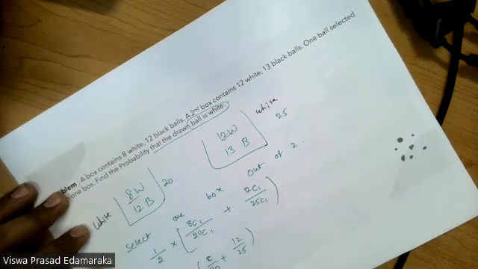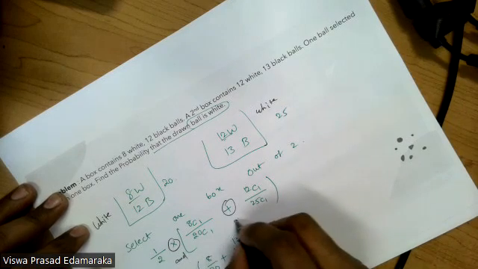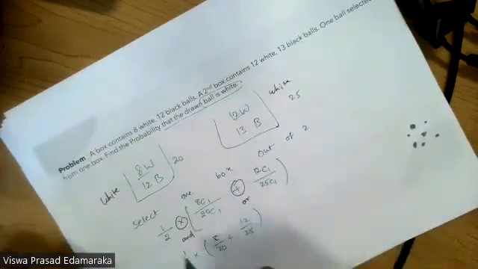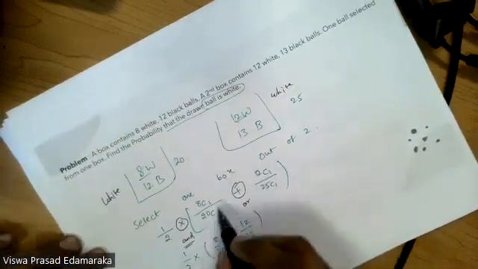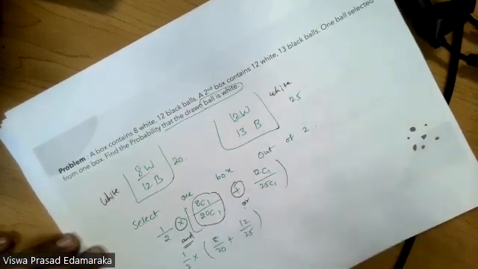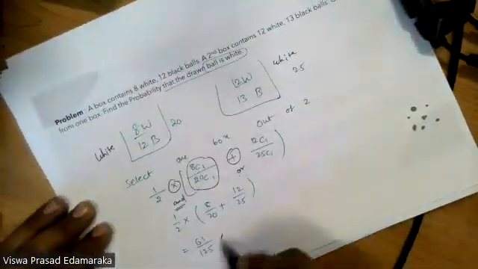As we discussed in the previous class, this is OR. First, we are selecting one box out of 2 boxes, and we are selecting a white ball from the first box or a white ball from the second box. Okay.